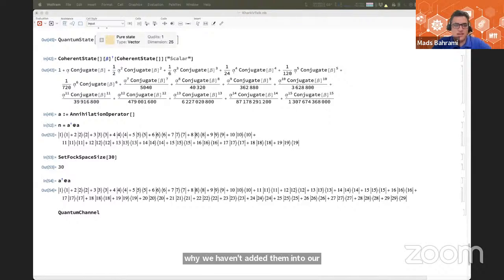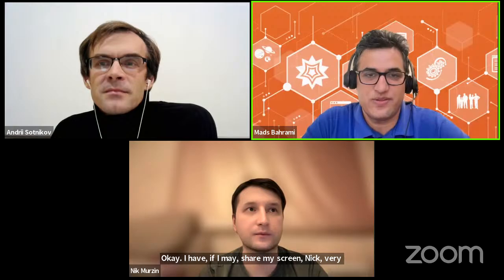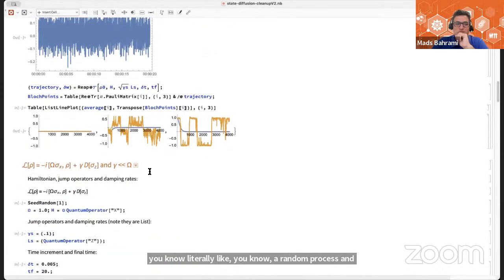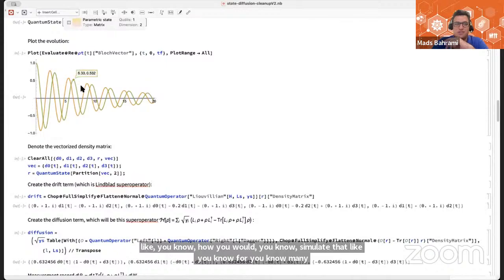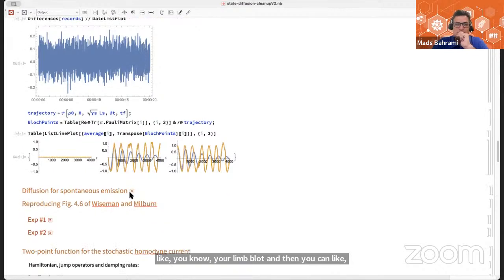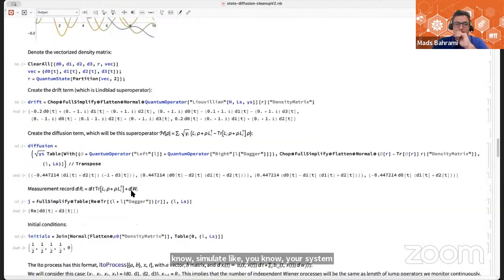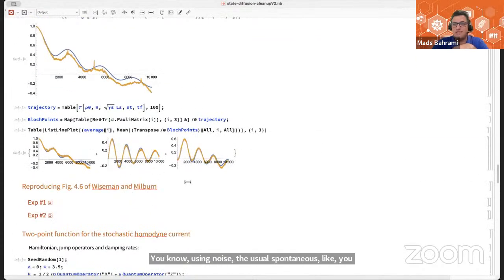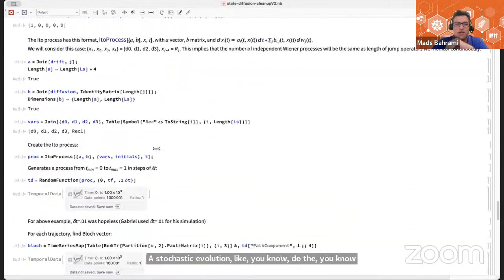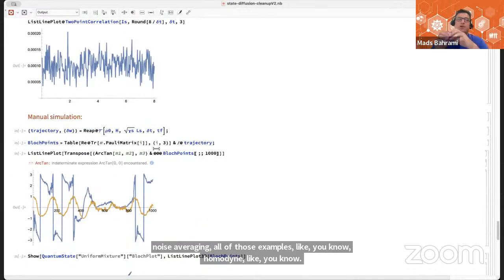Okay. If I may share my screen, Nick, very quickly, I can show one example. These are the case of noise as literally a random process, and how you would simulate that, for all the textbook examples. You can get your Lindblad, and then simulate your system using noise, the usual spontaneous diffusion, then the stochastic evolution, do the noise averaging, all of those examples, like homodyne measurement, heterodyne measurement. So all of them are doable.